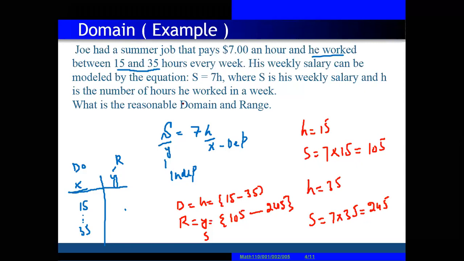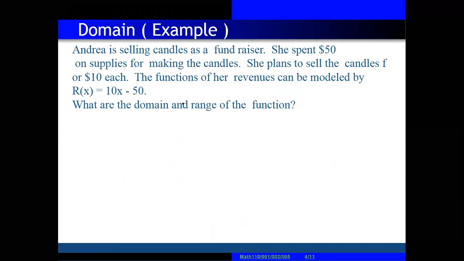Next example, you can see here. Andrea is selling candles as a fundraiser. She spent 50 on supplies for making the candles. She plans to sell the candles for 10 each. The function of her revenue can be modeled by R is equal to 10x minus 50.